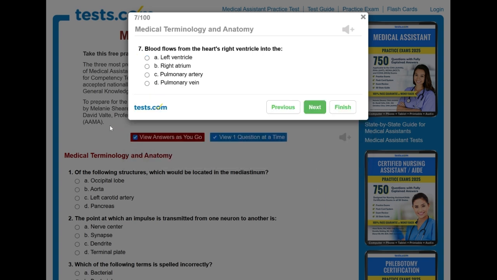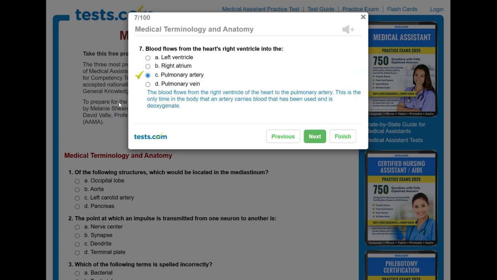Question 7. Blood flows from the heart's right ventricle into the A. Left ventricle. B. Right atrium. C. Pulmonary artery. D. Pulmonary vein. C. Pulmonary artery. The blood flows from the right ventricle of the heart to the pulmonary artery. This is the only time in the body that an artery carries blood that has been used and is deoxygenated.